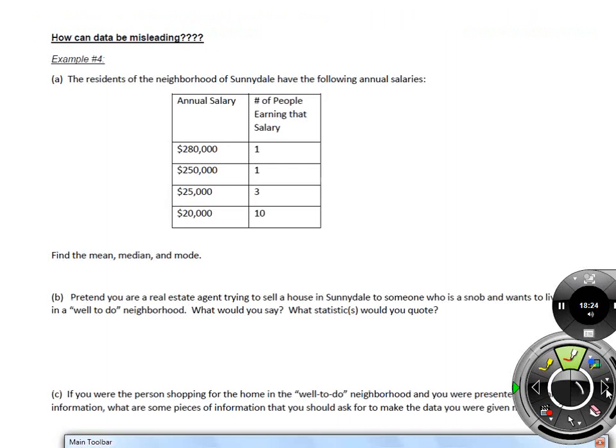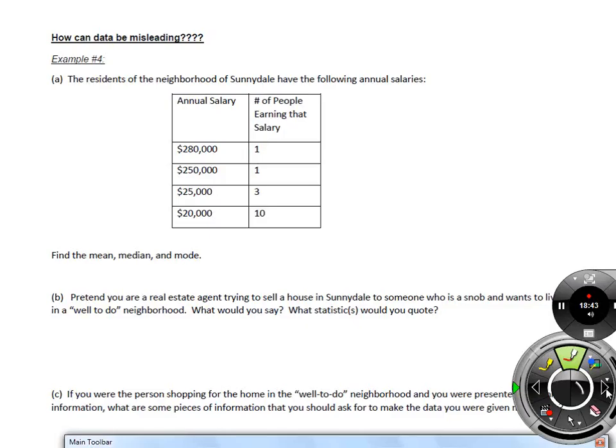So here's what we want to look at. Look at how data can be misleading. So you guys are going to read the different types of sampling, because you can do that outside of class. We're going to do this here. All right, so a little review from middle school. You have a little chart here, okay? I want you guys to find the mean, the median, and the mode.